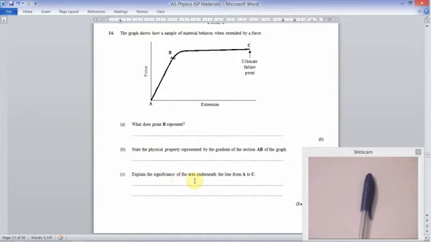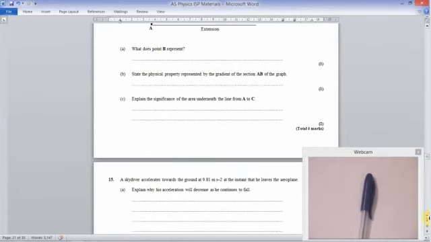Explain the significance of the area under the graph between A and C. Let's see, energy stored before failure, energy stored before it actually breaks. So a nice starter for 4 marks. Let's double check that.